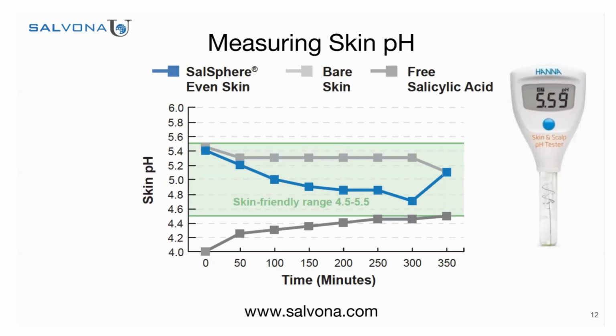With Salsphere Even Skin, the same amount of salicylic acid, 2%, we see a small drop in pH initially, but it is able to quickly rebound, and all the while it stays within that healthy skin pH range. So this highlights the lessened potential for irritation from Salsphere Even Skin, as well as how it is just better overall for your skin's naturally existing state.